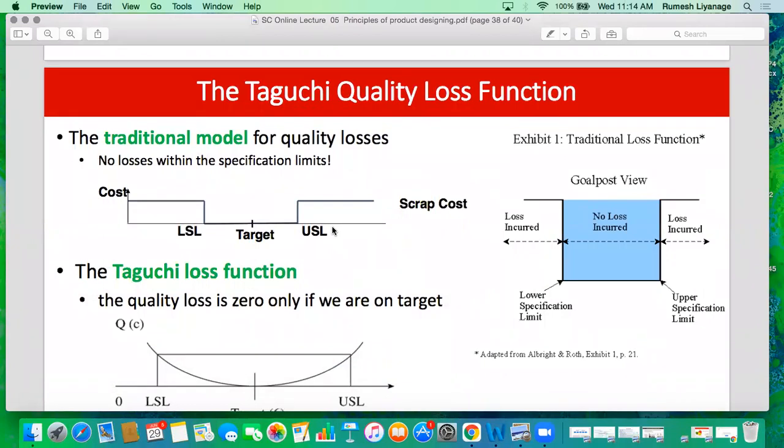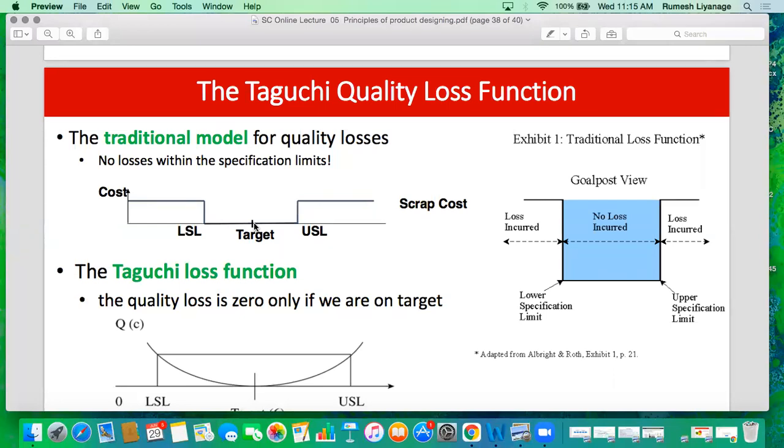Then the last one related to Taguchi's method and orthogonal arrays: Taguchi has introduced a quality loss function. Here you can see the traditional quality loss function and also Taguchi's one. In the traditional model, you can see the lower specification level and upper specification level. This is the target, right?